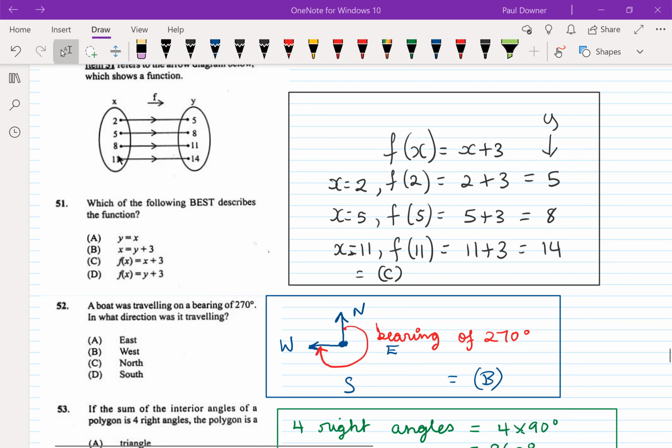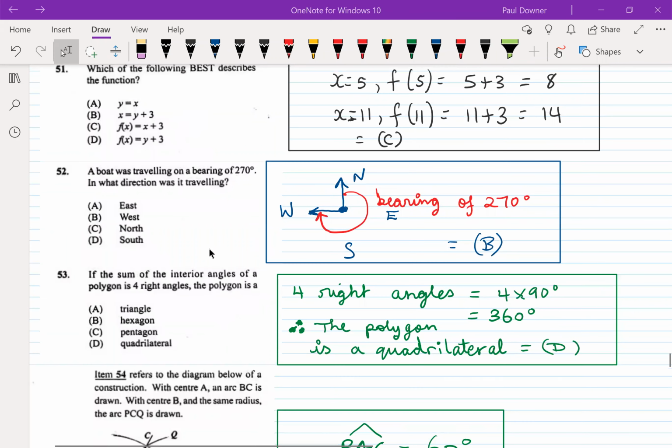Let's see what happens with 11. 11 plus 3 is 14. Let's try 8. 8 plus 3 is 11. So right, this function is taking all of the x values and mapping them onto the corresponding y values. So this function, f of x equal to x plus 3, is the correct function, which is item C. Right? So we know that item C was correct.